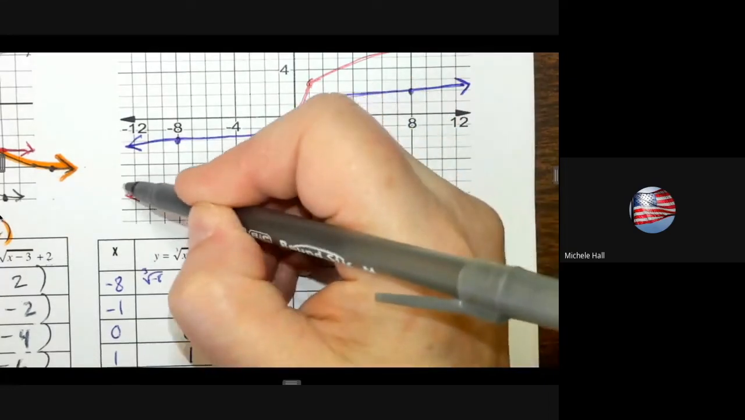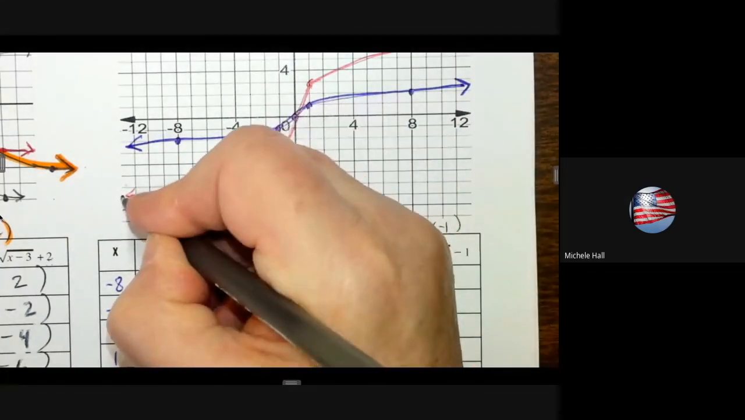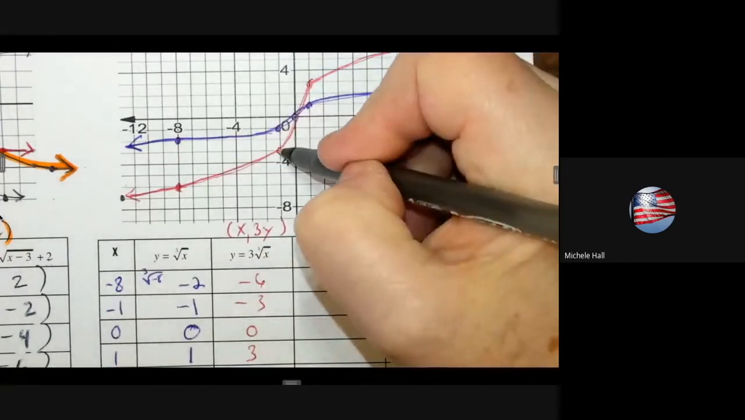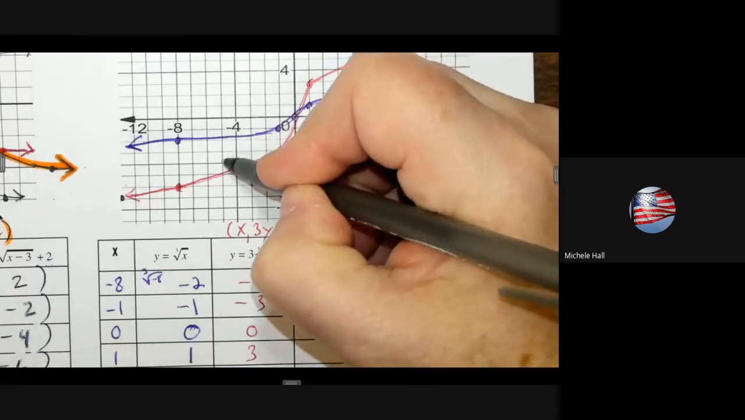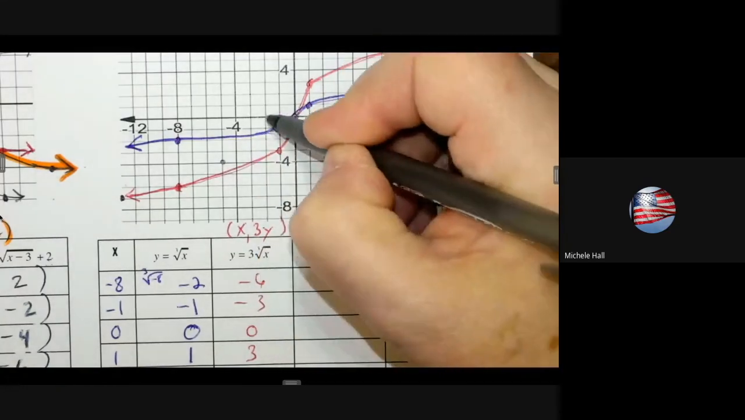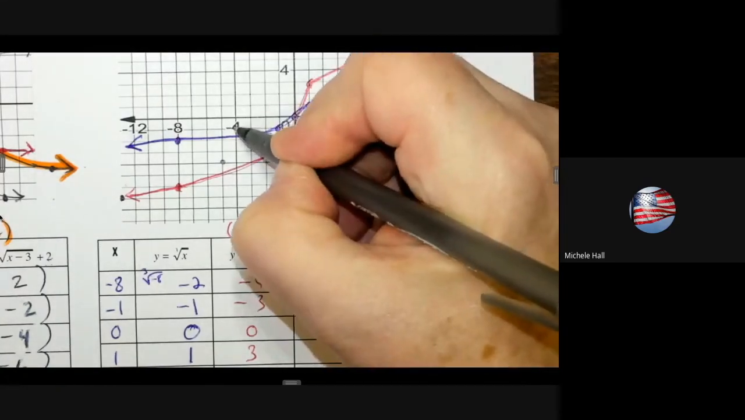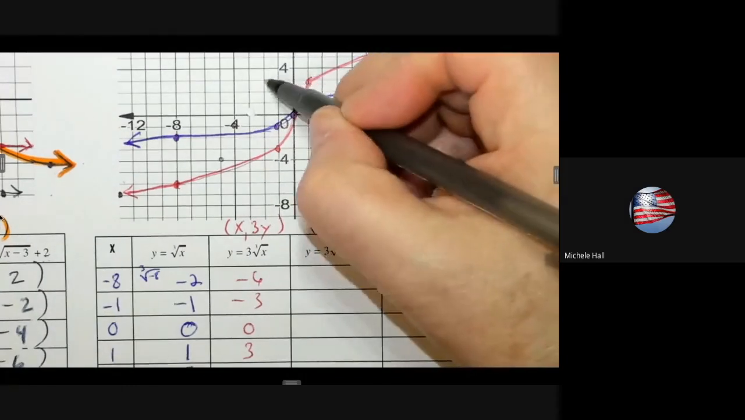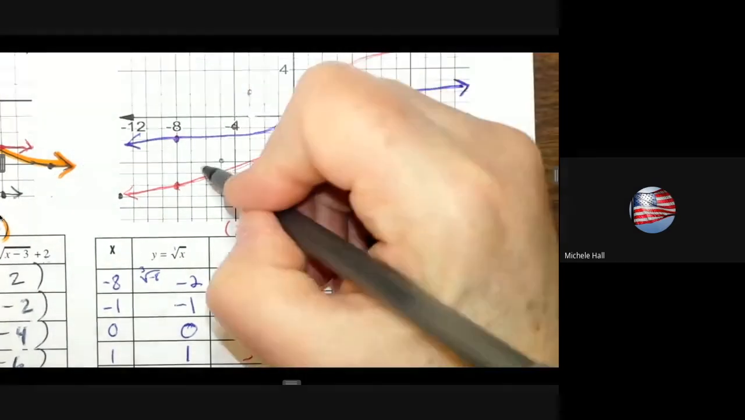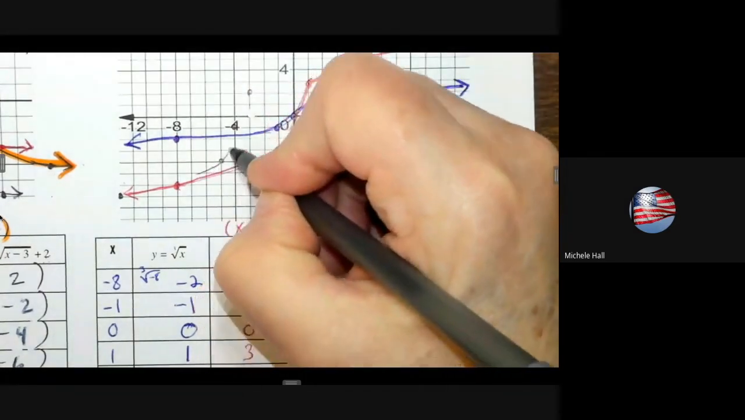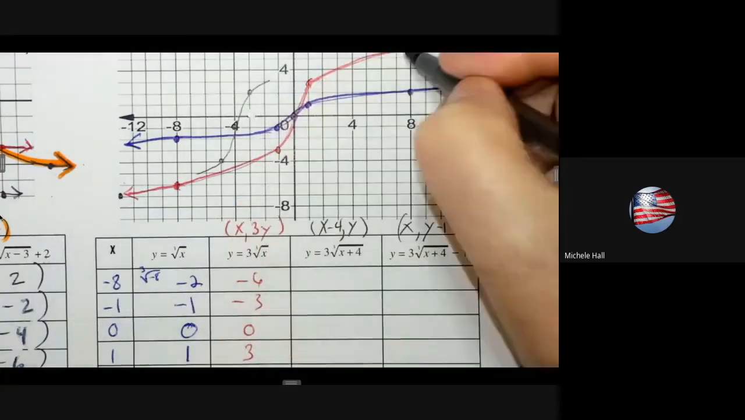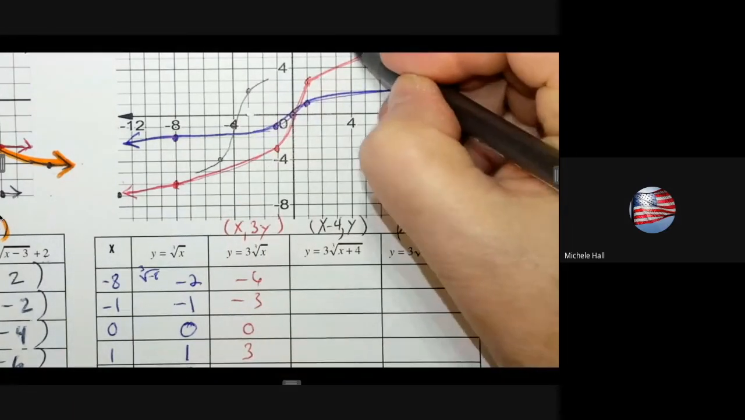1, 2, 3, 4, and down. Repeating this for each point.